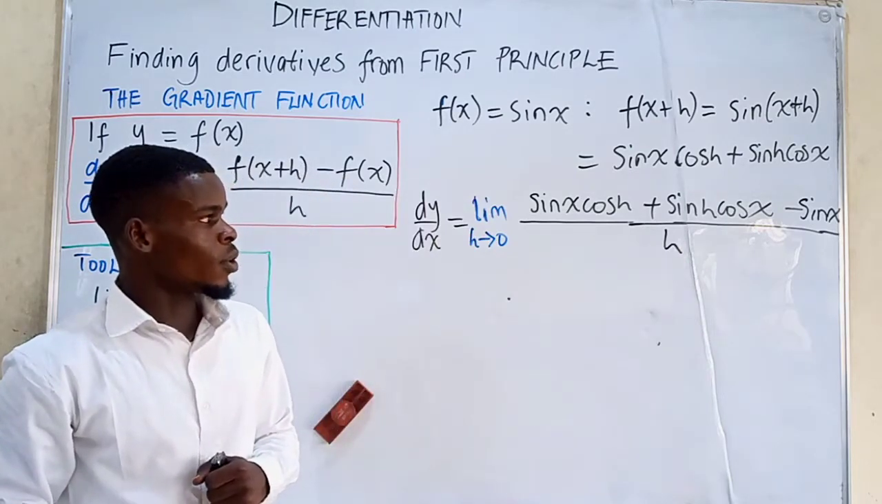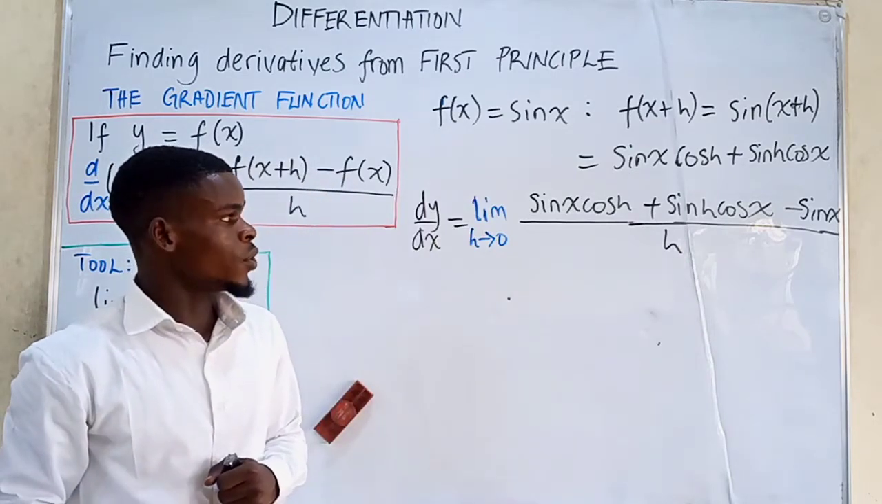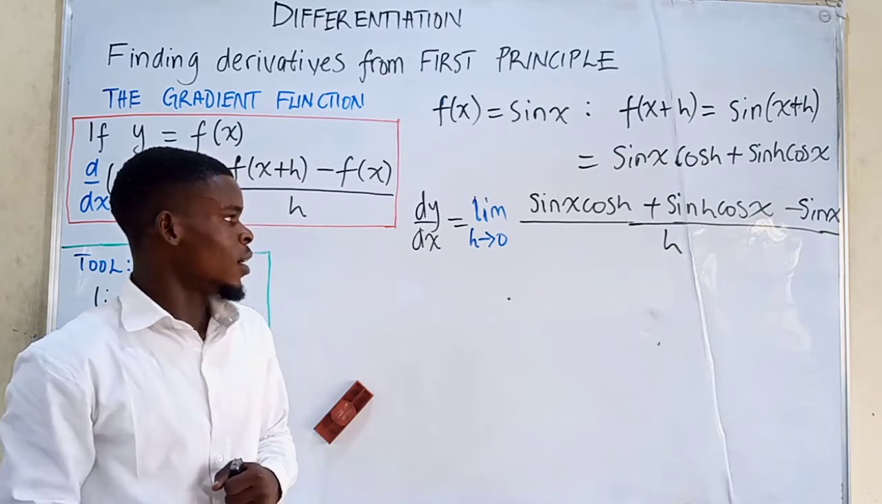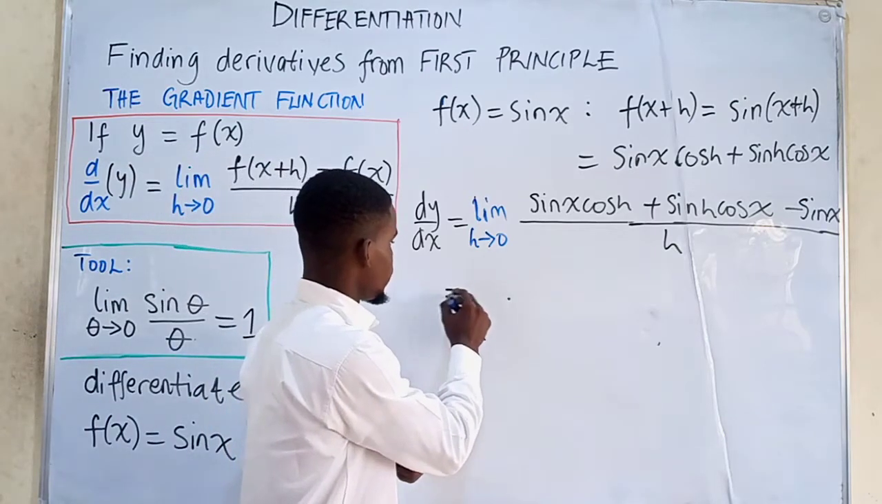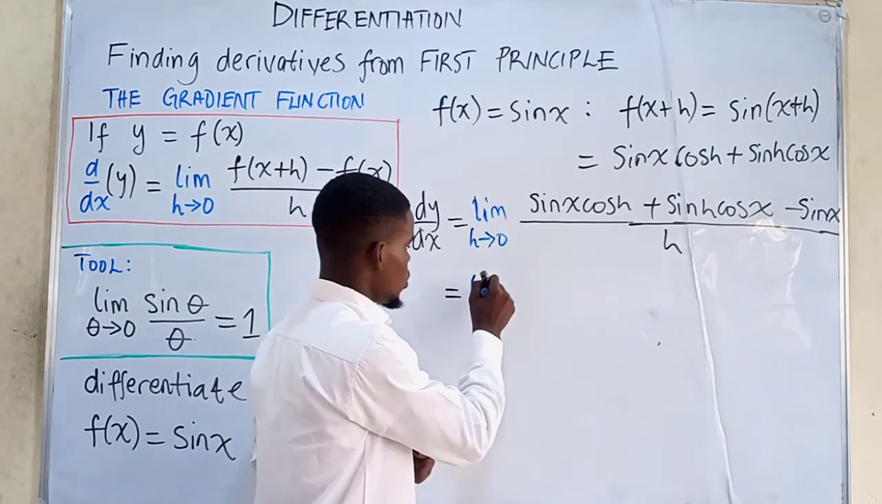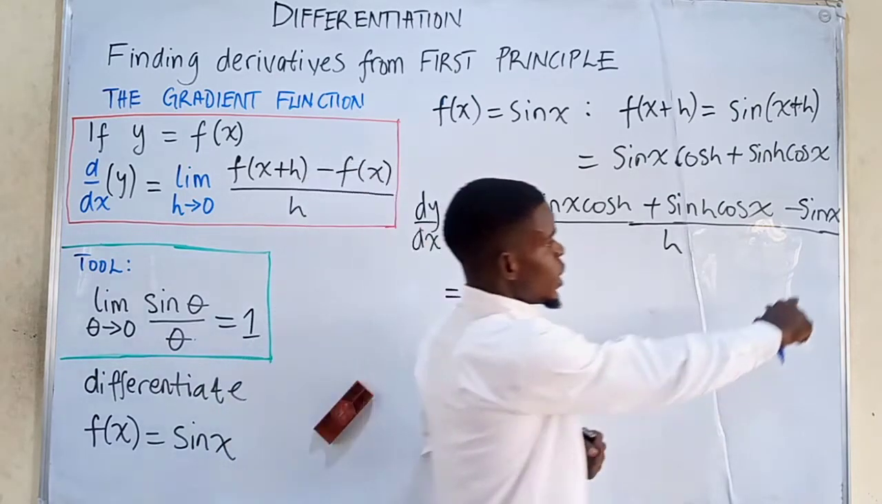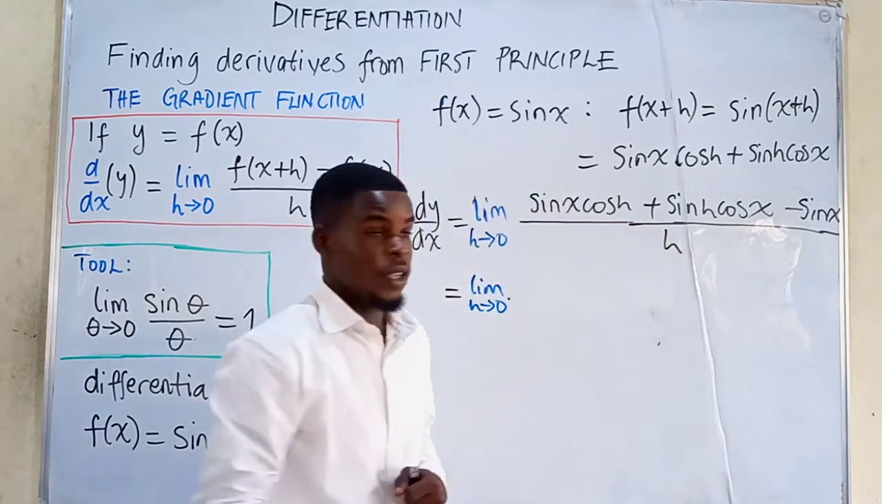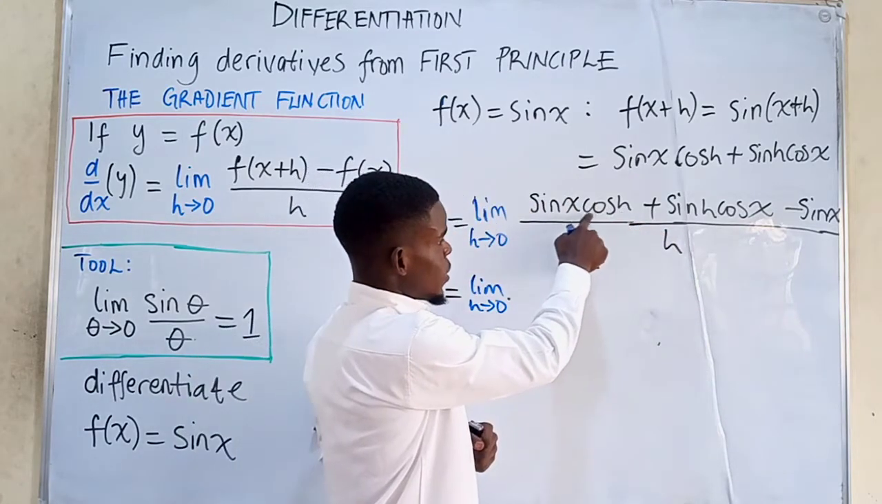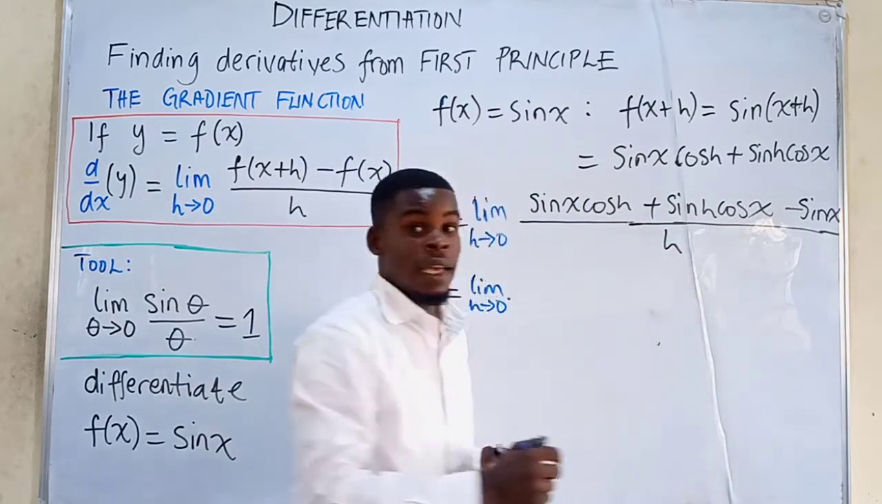Okay, so I'm going to do a little thing in the numerator. I'm going to do some factoring. This is going to be the limit as h tends to 0 of, I'm going to pull this one down here so that we have sine x cosine h minus sine x.